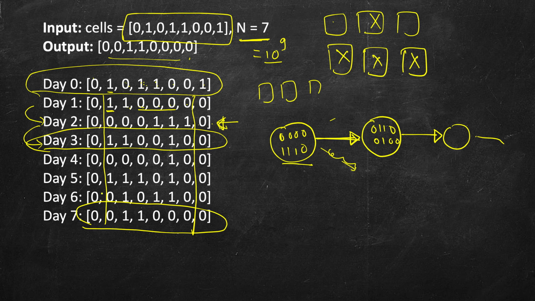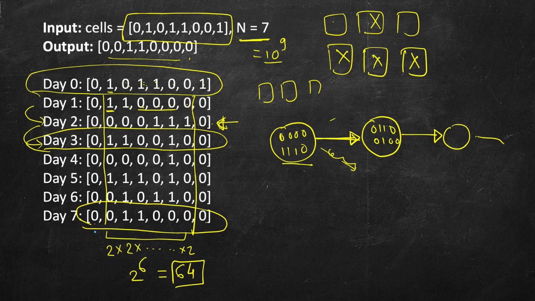Now let's see. We know that first and last will always be 0 apart from the input. So right from day 1, they will remain 0. So we are left with 6 cells, and each of these can take 2 values. So 2 values can be taken by this, 2 values can be taken by this, all the way till this. So 2 raised to the power 6 values can be there. Only that many states are there. So that's 64. Out of these 64, not all states will be valid.